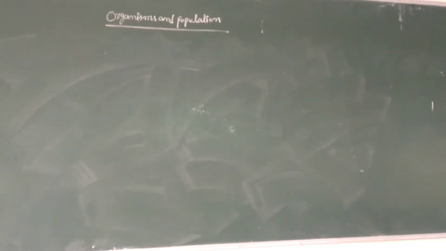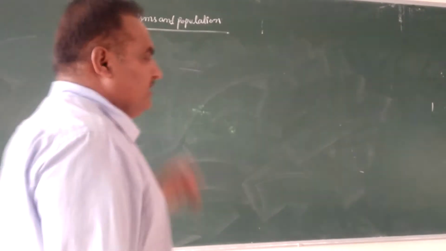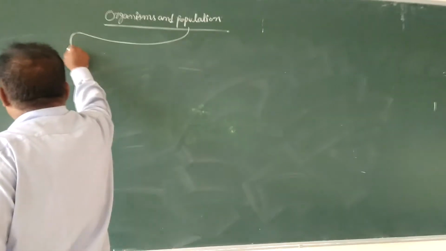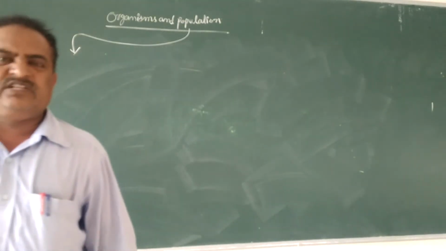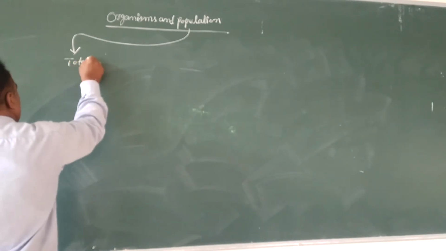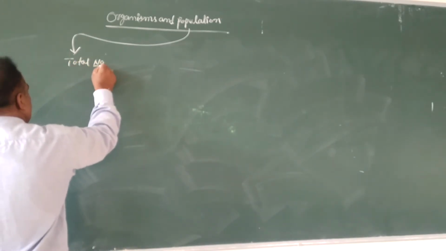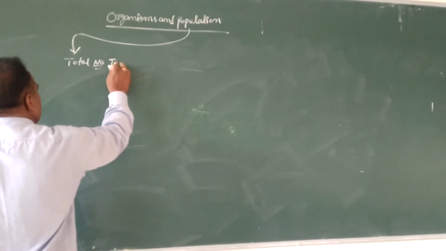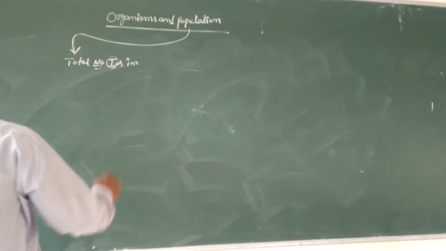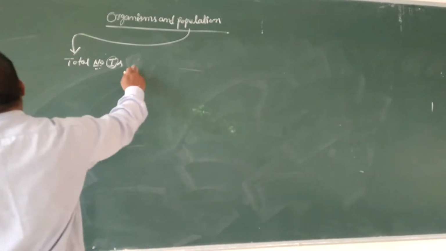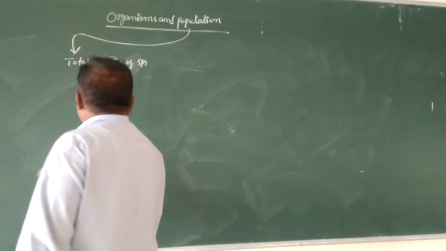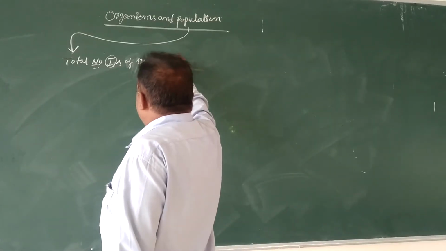Students, come to the next one, that is population. Here the population is defined as the total number of individuals of a species in a geographical area.